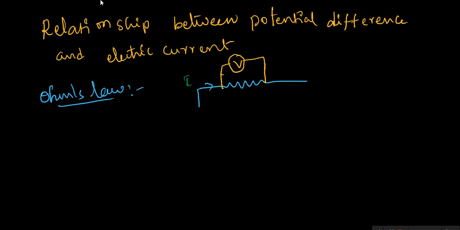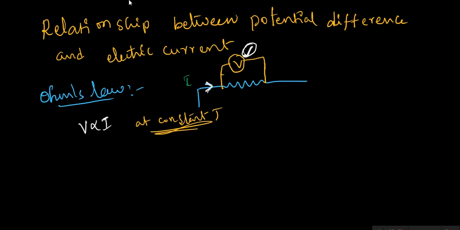So the definition is the potential difference. This is the potential difference across the given metallic wire in an electric circuit. Here you can take a resistor, because only across the resistor can the potential difference be identified. It is directly proportional to the current flowing through it at constant temperature. At constant temperature, so this is very important.